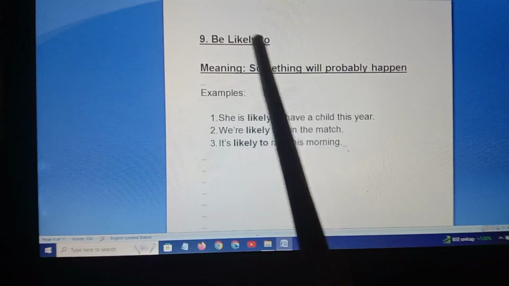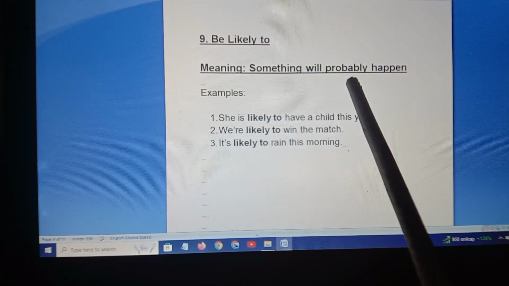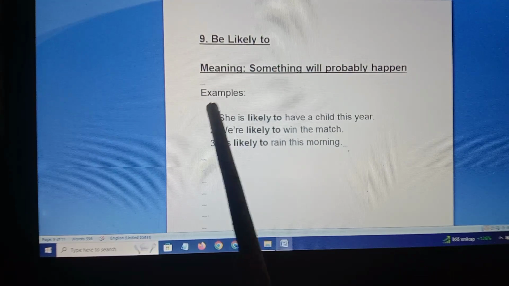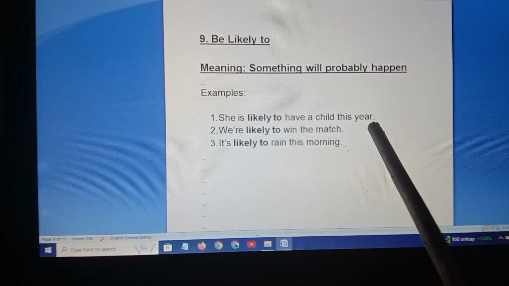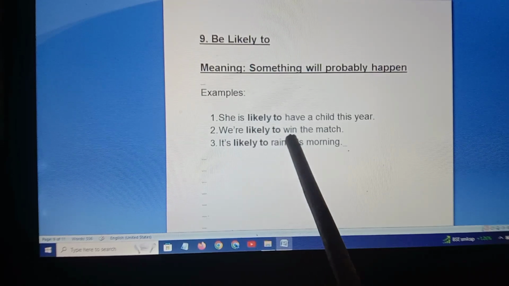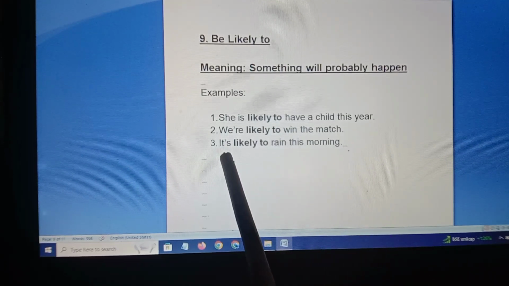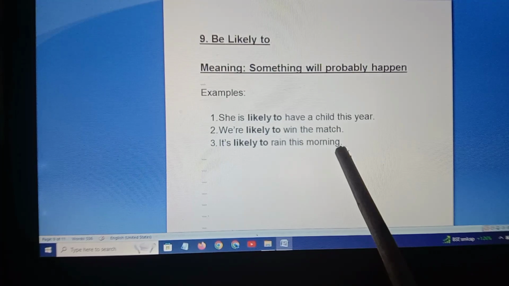Be likely to, meaning something will probably happen. Examples: she is likely to have a child this year. We are likely to win the match. It's likely to rain this morning.